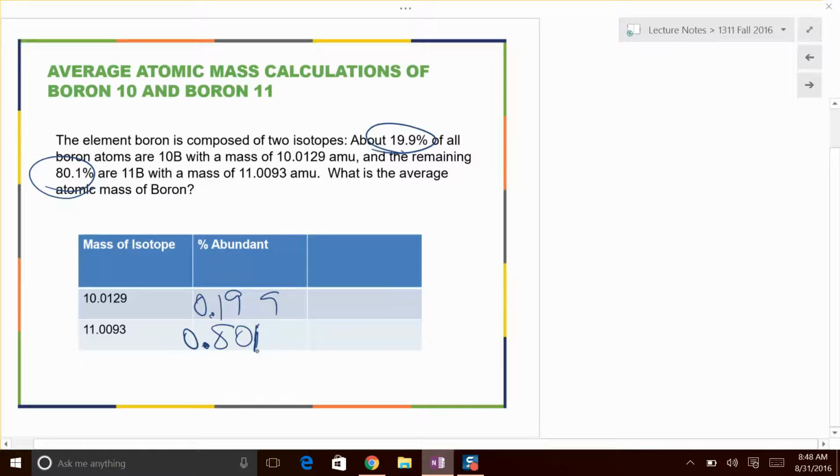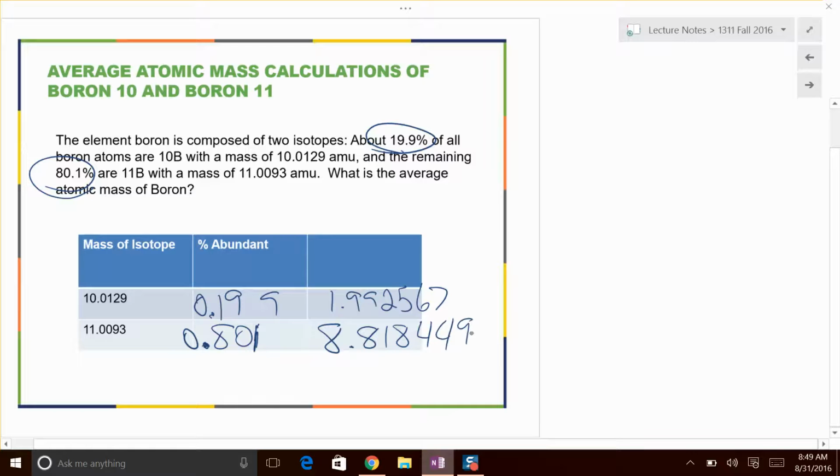Okay? So now I'm going to multiply 10.0129 times 0.199, and 11.0093 times 0.801. What do I get? Do that for me. What do I get? 1.992567. Okay. What do I get for the other one? 8.8184493. 8.814?